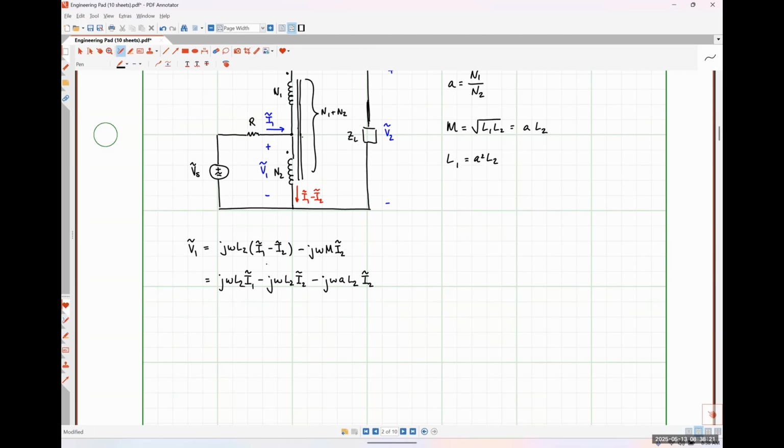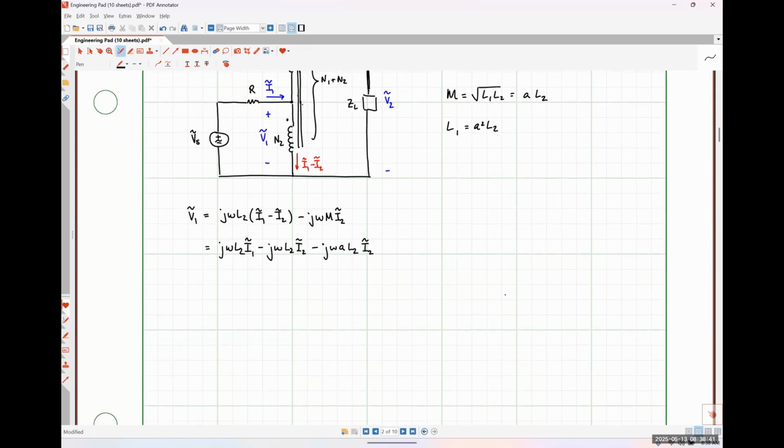So all I've done is split that first term into its two constituent parts, and then substituted the fact that M, our mutual inductance, is equal to just A times L2. Now I'm going to group things together. We can see there is a common term of j omega L2 on all of these, so I'm going to pull that out. So I've got j omega L2.